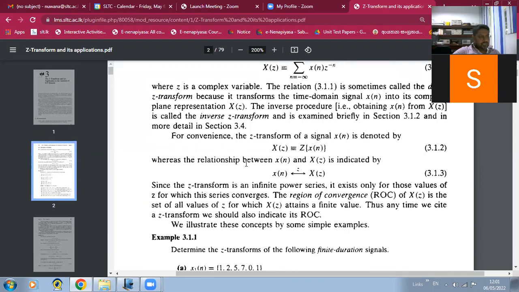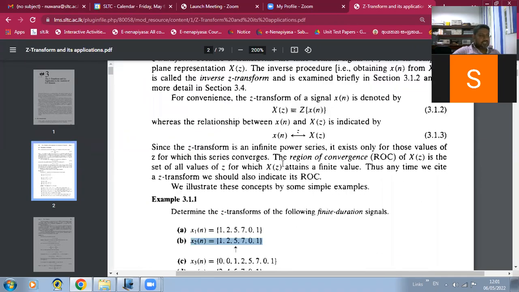This is a note. Okay, here it is defined. The region of convergence of X(z) is the set of values of z for which X(z) attains a finite value. Understand? Did you get it? So this is the ROC, region of convergence. Please highlight this and please remember this.